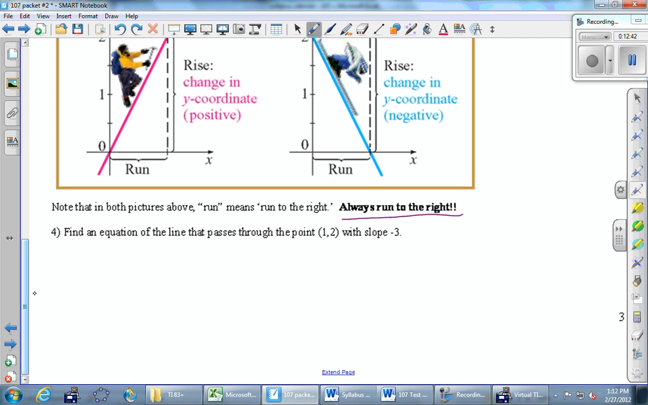Okay, so let's try this one. I'm just going to draw a picture here. You don't need the picture, but I want to make sure you guys see exactly what it is that we're trying to accomplish. So the point (1, 2): over 1, up 2, so that's right there.